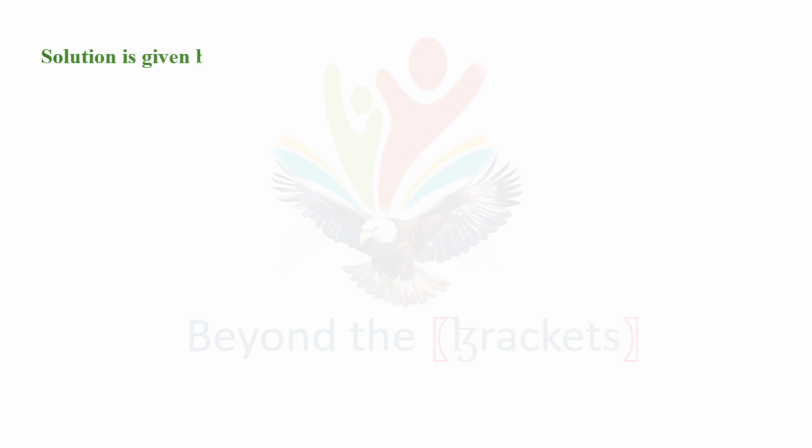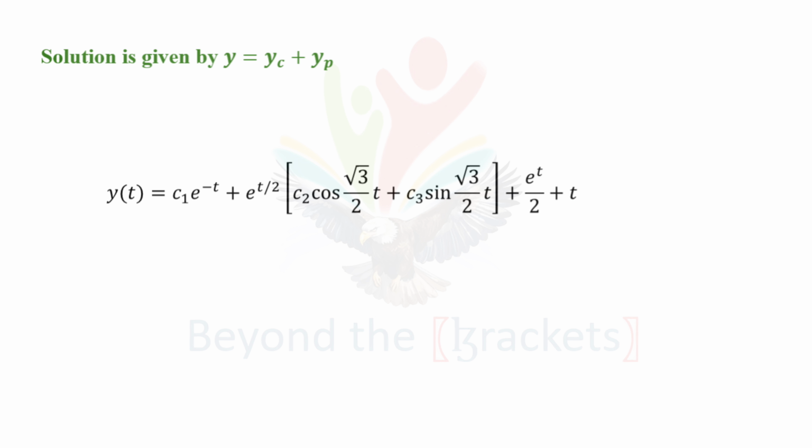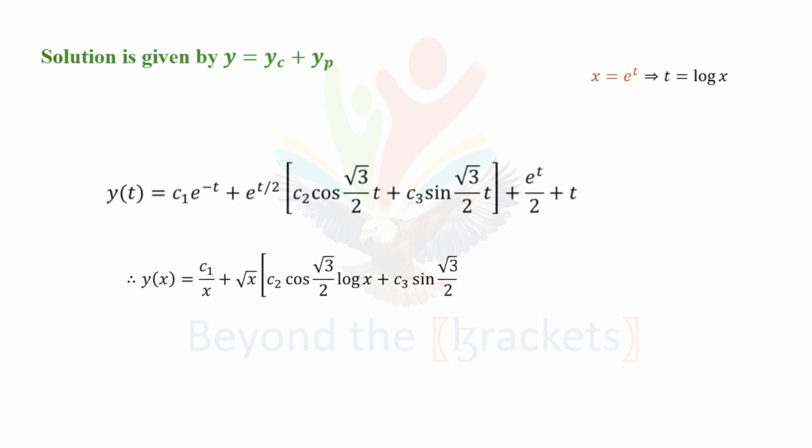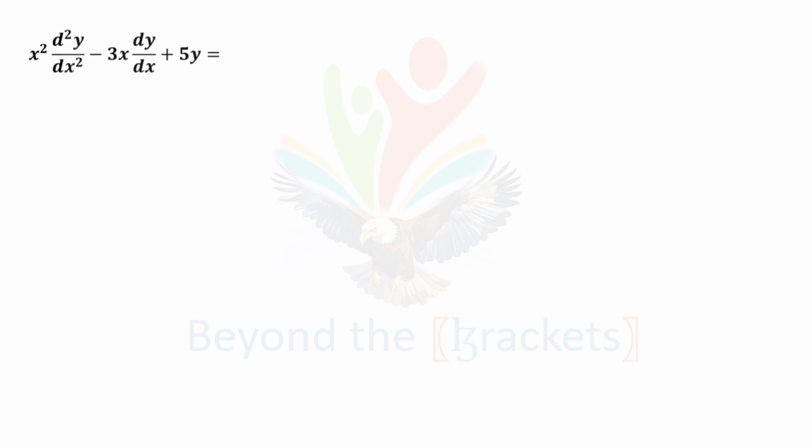The solution is given by y equal to yc plus yp. Substituting both the values, we get the solution of this problem. This solution is in terms of t. We have to replace t in terms of x. Since we have x equal to e power t, e power minus t will become 1 by x, e power t by 2 will become root x, c2 into cos root 3 by 2 t will become log x, plus c3 into sin root 3 by 2, again t will become log x, plus e power t is x, so that becomes x by 2, plus t is again log x. Let's look into the second question.